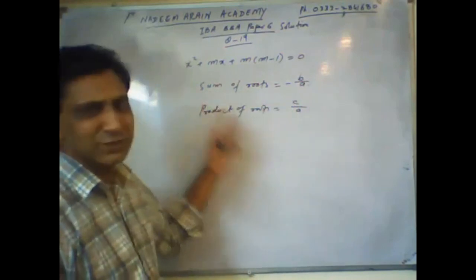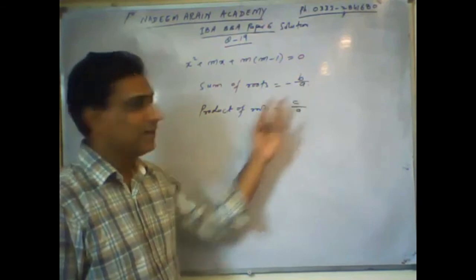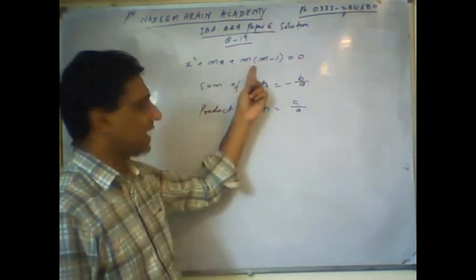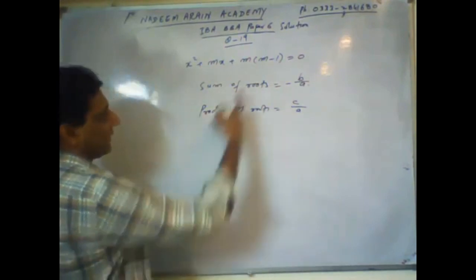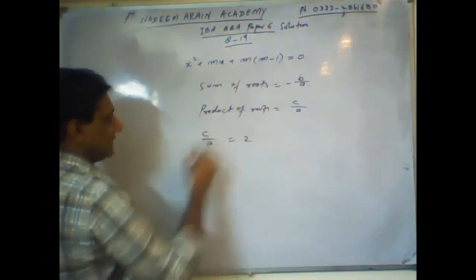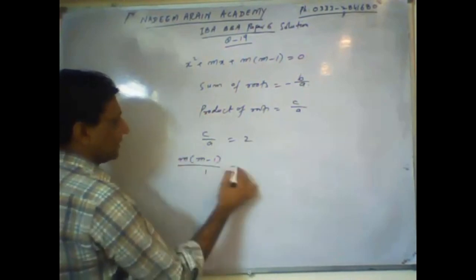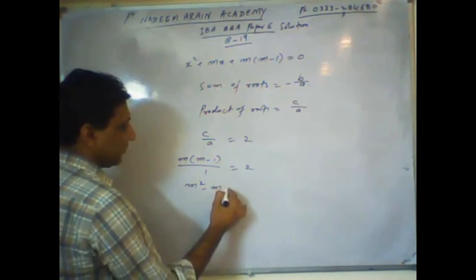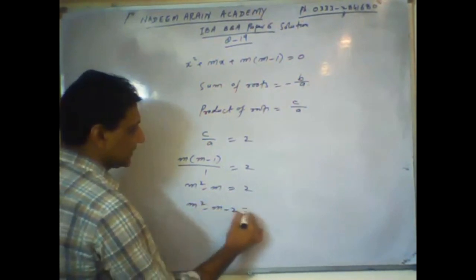In a quadratic equation, if you're familiar with it, the sum of the roots is minus b upon a and the product of the roots is c upon a. So here a is 1 and c is m minus 1. So the product of roots, c upon a, is equal to 2. C is m minus 1 and a is 1, so that is 2. So just solve it. m squared minus m is equal to 2. So m squared minus m minus 2 is equal to 0.